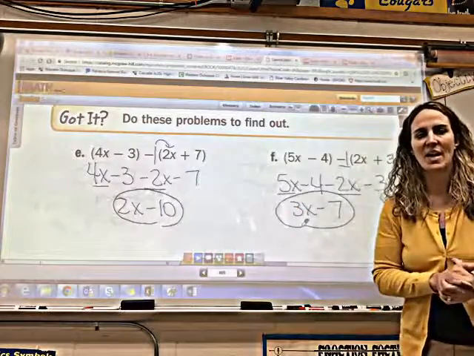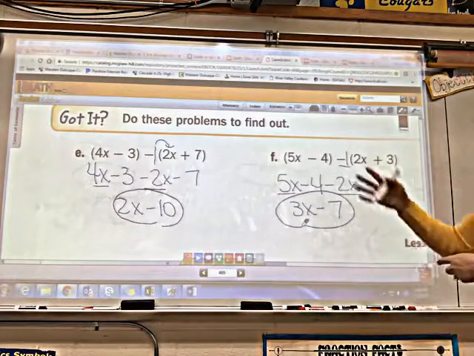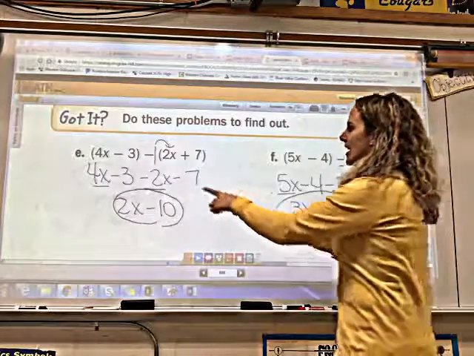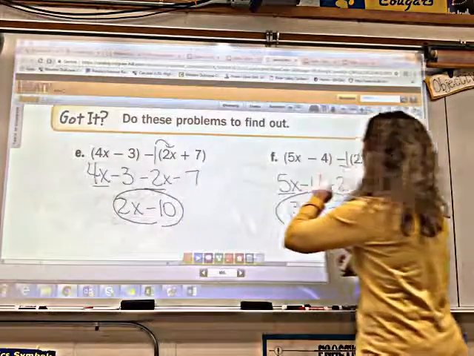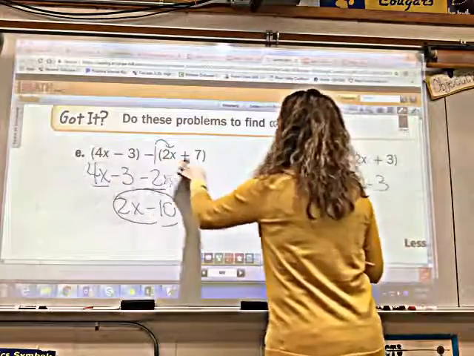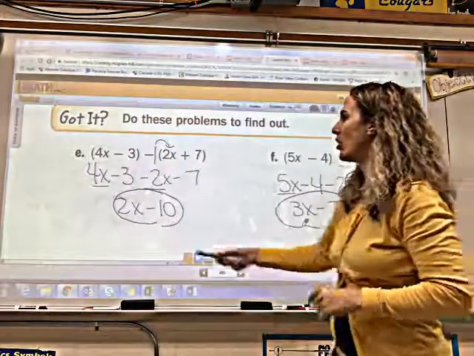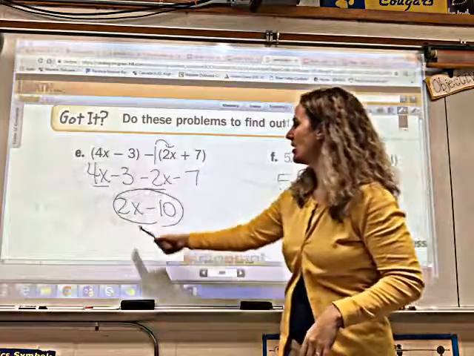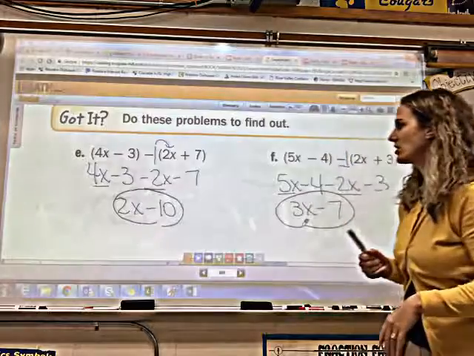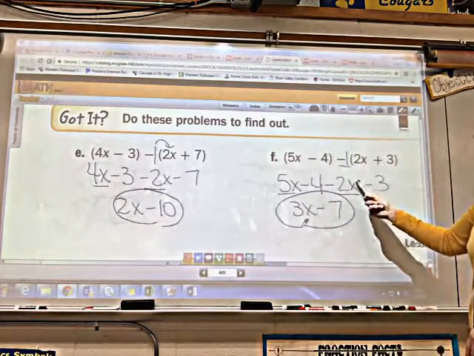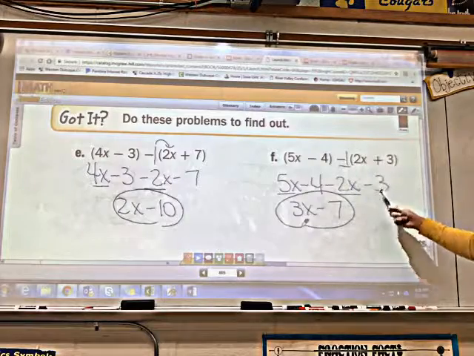As you've completed got it problems E and F, hopefully you were able to come up with the same answers that I have. Again, I went ahead and plugged in the 1 there to help me remember that that's going to be a negative. I went ahead and drew an arrow here to help me as well. So 4x minus 3 minus 2x minus 7, I ended up with 2x minus 10. Over here, 5x minus 4 minus 2x minus 3.